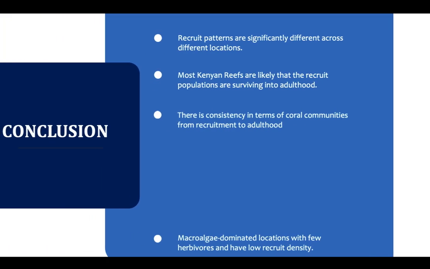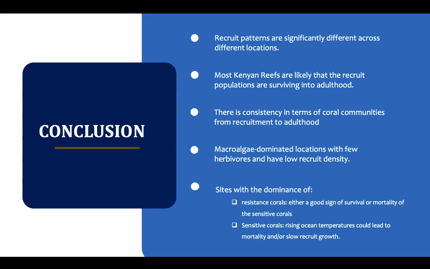My conclusion is that the recruit patterns are significantly different along the different reefs in Kenya, and there are enough recruits that they can build the population. So most of the problem is those threats, so that we can allow those recruits to grow into adults. There's also consistency in the coral community from recruits to adults, and microalgae-dominated locations with few herbivores have low recruit density.